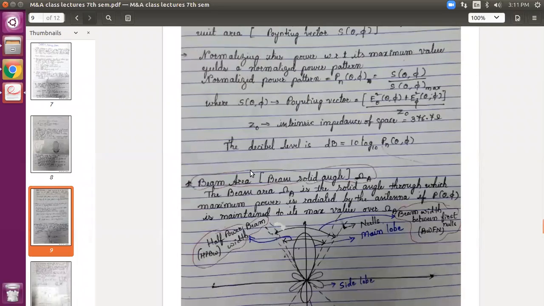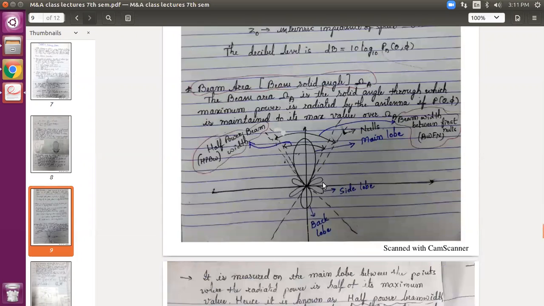Then we came across beam area. We had started with beam area. Beam area, an alternative synonym used is beam solid angle. Okay, solid angle, three-dimensional. The beam area or the solid angle is the angle through which the maximum power is radiated by the antenna.